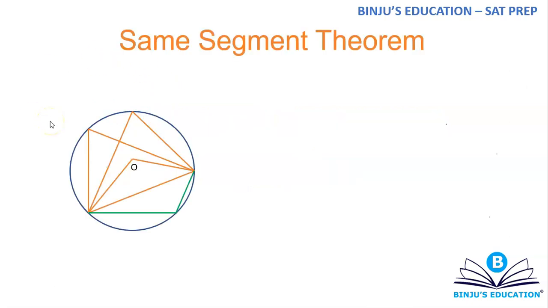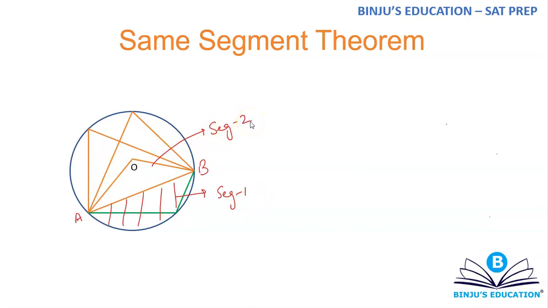So the first one is the same segment theorem. Now, what exactly is the same segment theorem? Let's understand it. I'm going to try to put this in as simple a way as possible. Let's say AB is a chord in a circle. I can call the region below it segment 1, and the region above it segment 2.